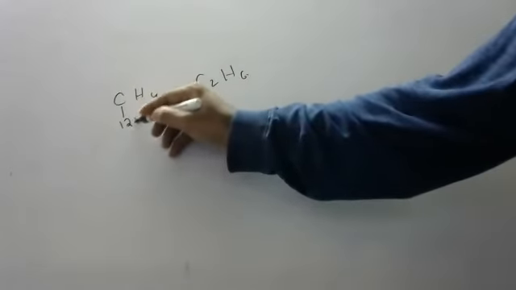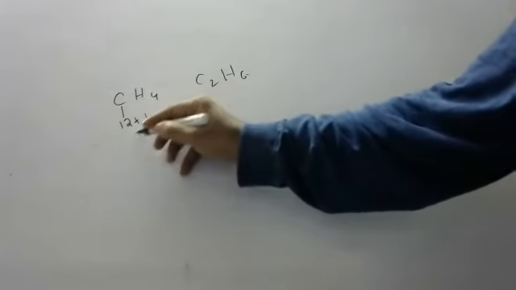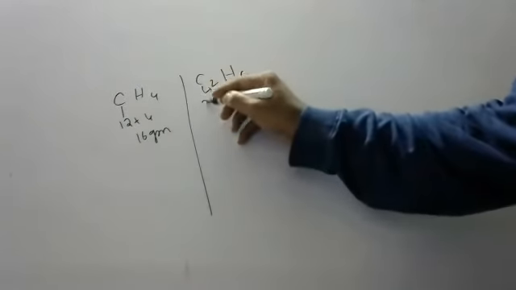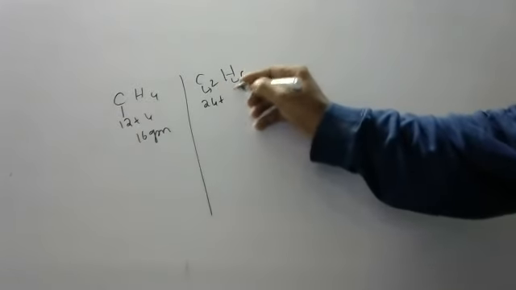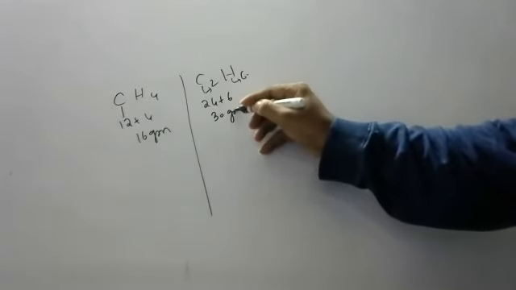Carbon is 12, children. Hydrogen is 1, for the 4. So 16 grams is methane. In the same way, carbon is 12, 12 twos are 24. Hydrogen is 1, 1 into 6 is 6. 30 grams is ethane. Okay.